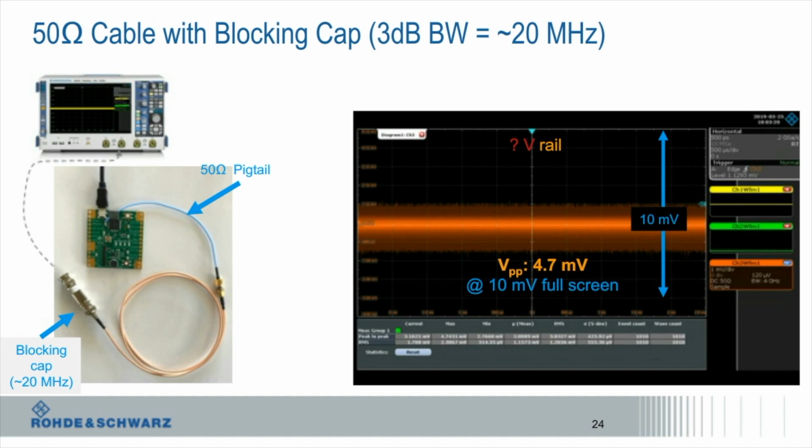Let's think a little bit about a blocking cap and what it does. For this particular blocking cap, I just grabbed it. It didn't have markings on it in terms of bandwidth, so I did a quick characterization of it, and I found that it had a roll-off at about 20 megahertz. This means any signal on my power rail greater than 20 megahertz is not presented to the oscilloscope, so the measurement will indeed be underreported. And another disadvantage is, again, we don't know what the absolute DC value is. So just like with AC coupling, using a blocking cap with a 50-ohm cable is not recommended.